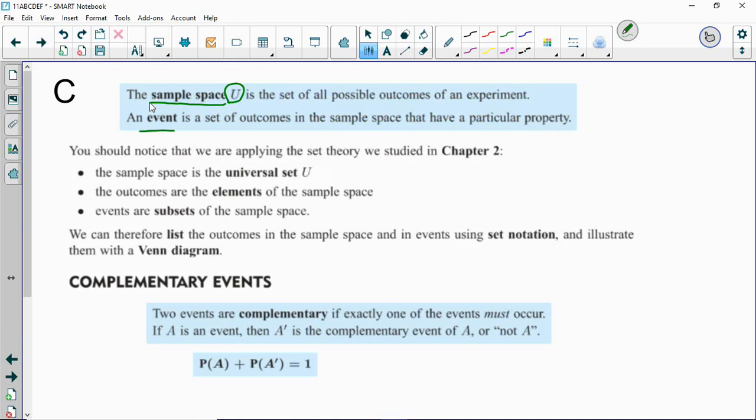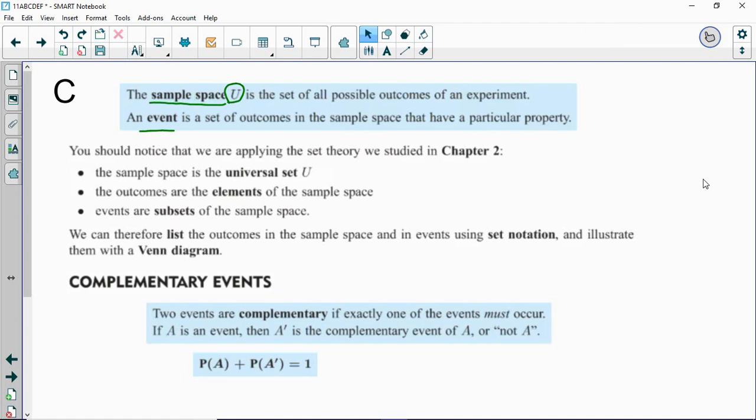And we're going to define an event to be a set of outcomes that have a particular property. Really, that could be just a single outcome, or it could be a group of outcomes. That's kind of vague. So let's just say we were rolling a normal die with 6 sides. So an event might be rolling a 5. That's a single outcome making up the event, or the event could be rolling an even number. So there would be 3 outcomes making up that event.